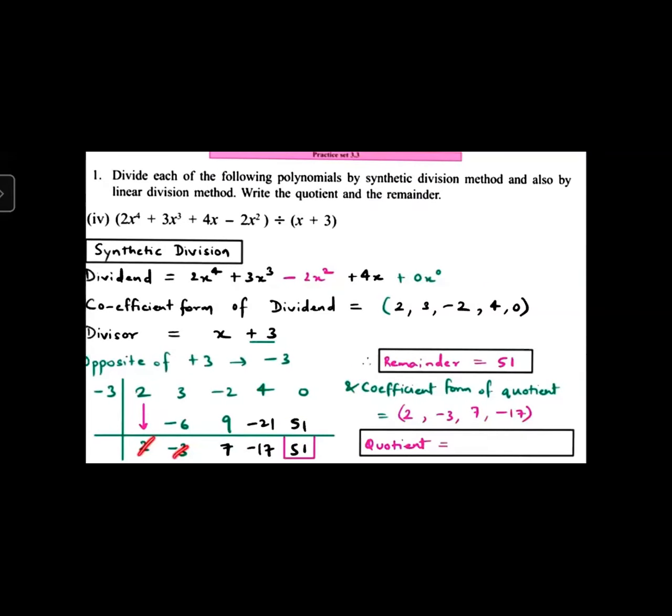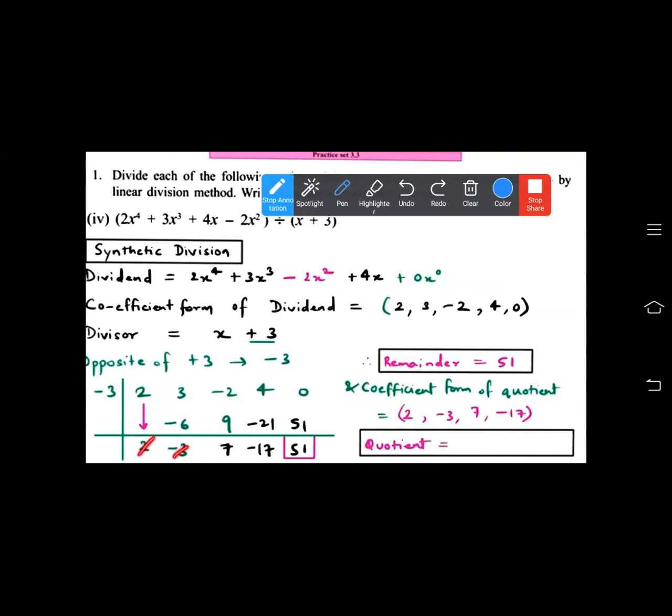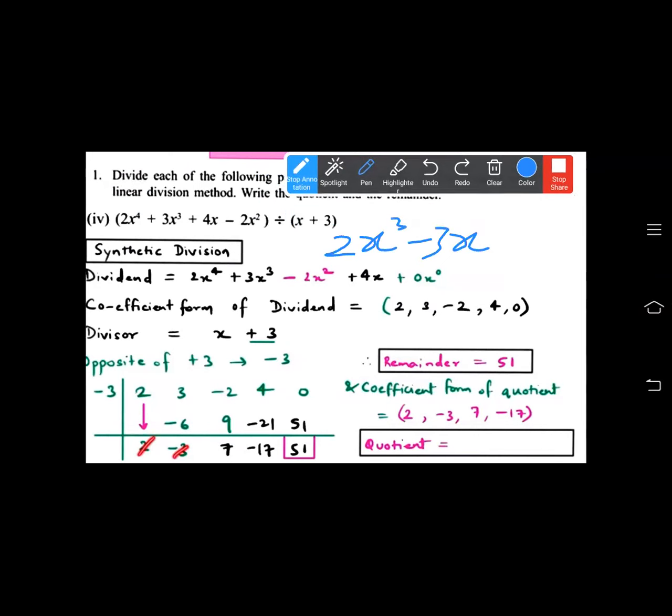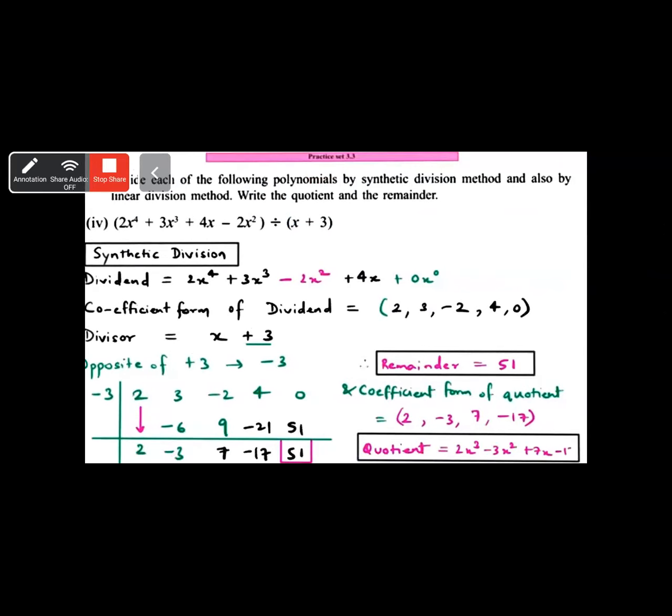Then the quotient can be written. The number of coefficients is 4, 4 minus 1 is 3, so the degree will be 3. The quotient is 2x cubed minus 3x squared plus 7x minus 17. This is your quotient. This way you have to write down the quotient. So question number 4 is also done.